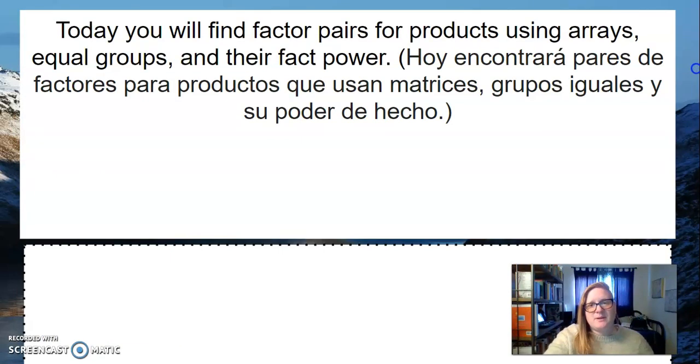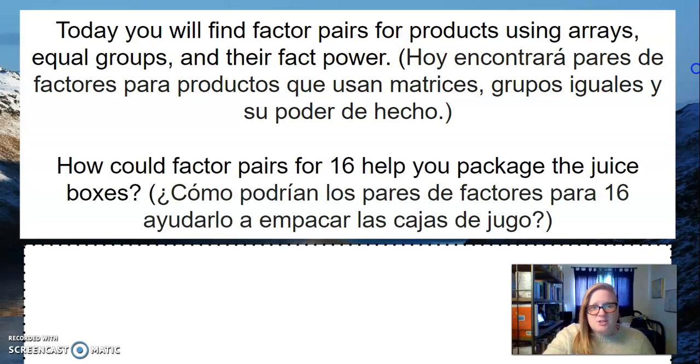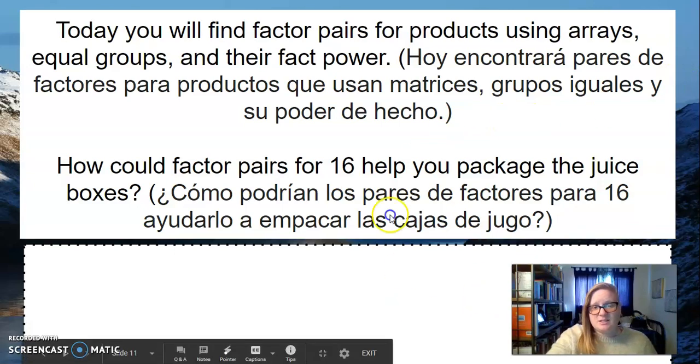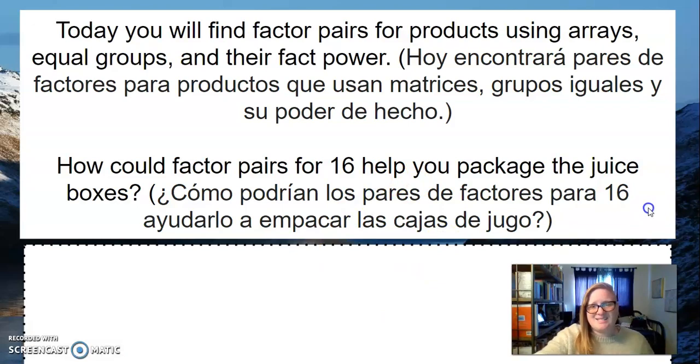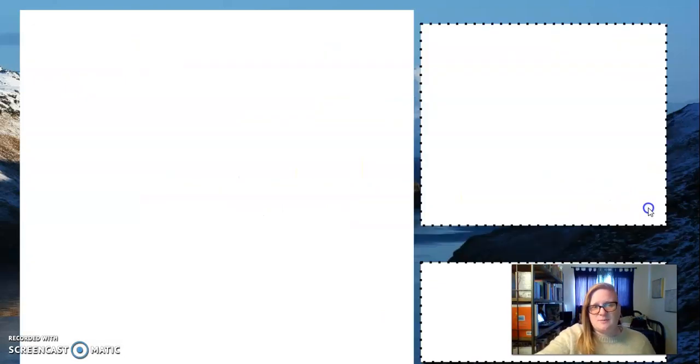Today, you will find factor pairs for products using arrays, equal groups, and their fact power. How could factor pairs for 16 help you package the juice boxes? Okay, so then put your answer right here. What do you think? All right, all of your answers are going to be different because it's based on you and what you are thinking about this. How could factor pairs for 16 help you package the juice boxes?